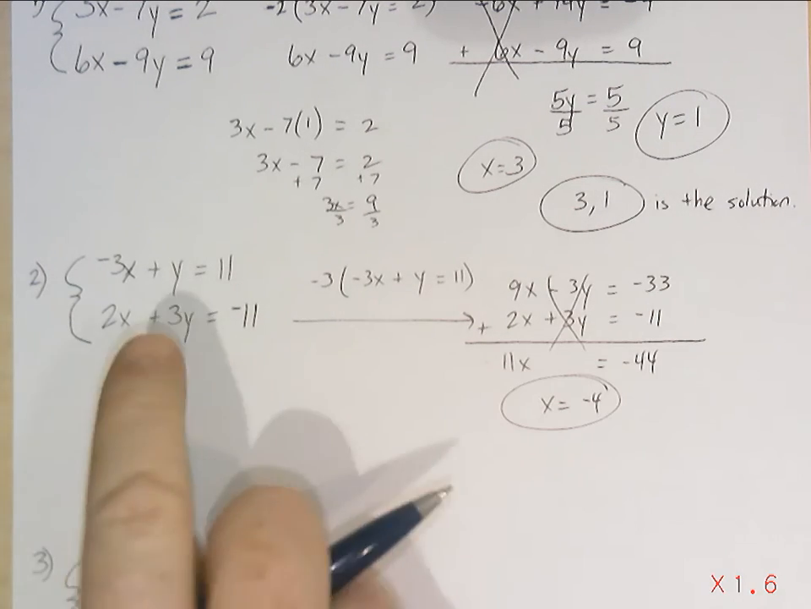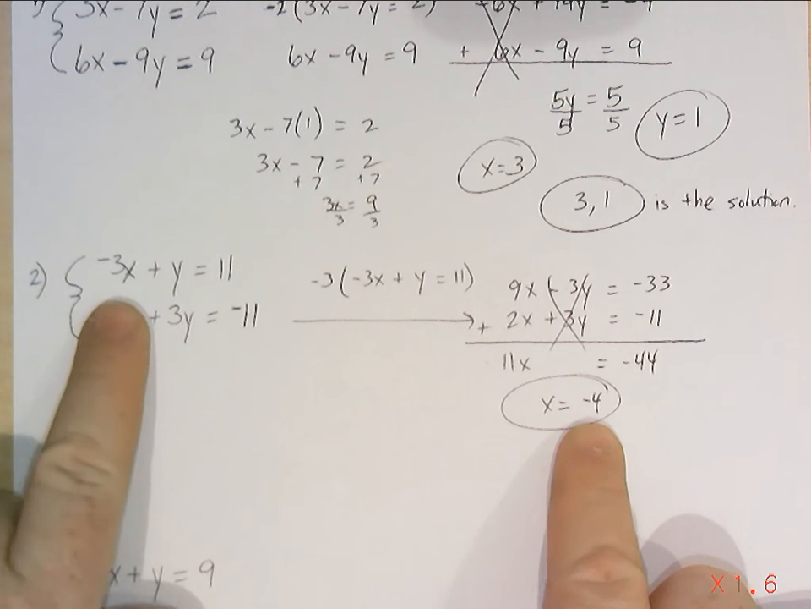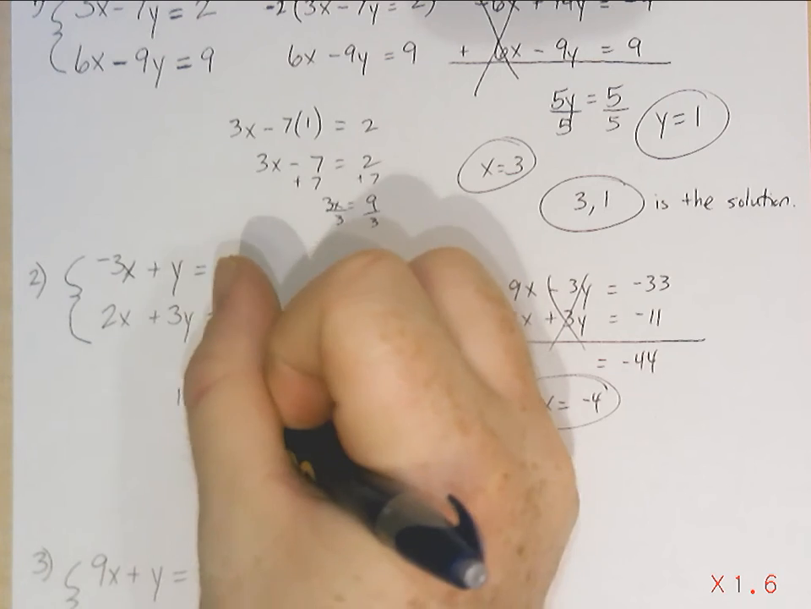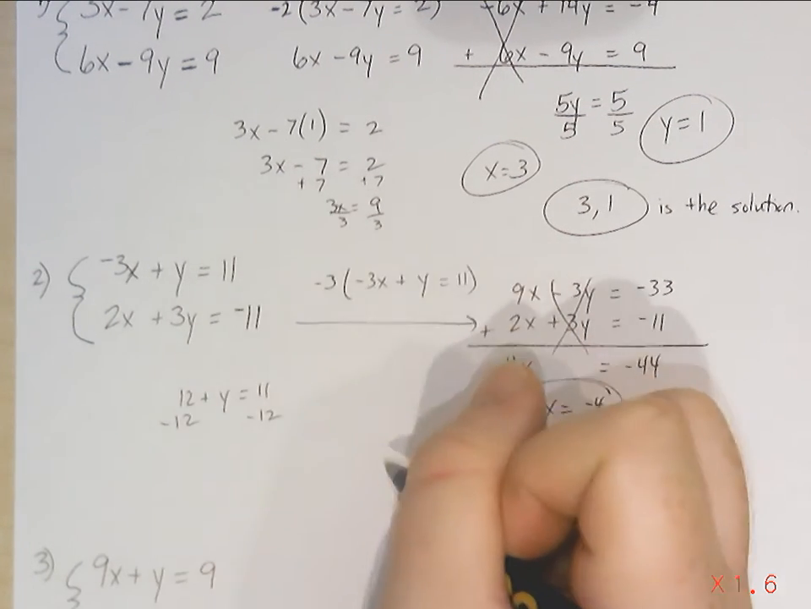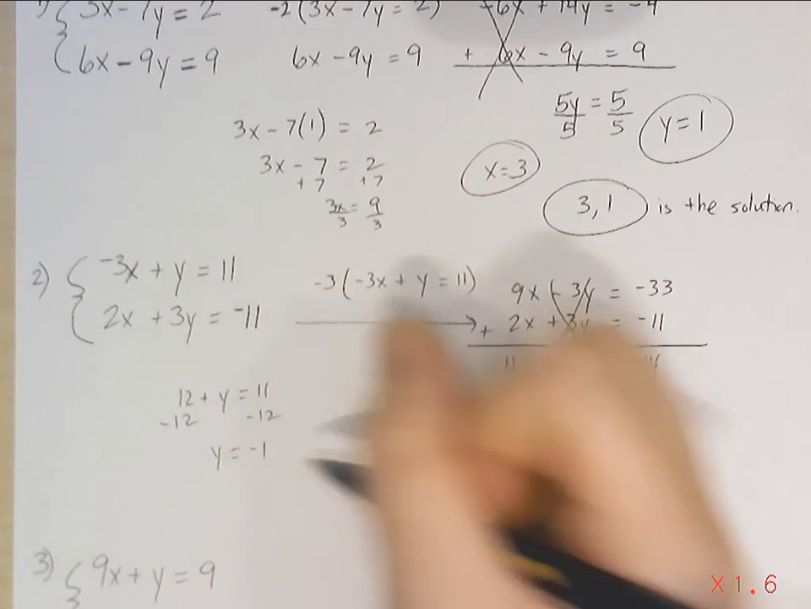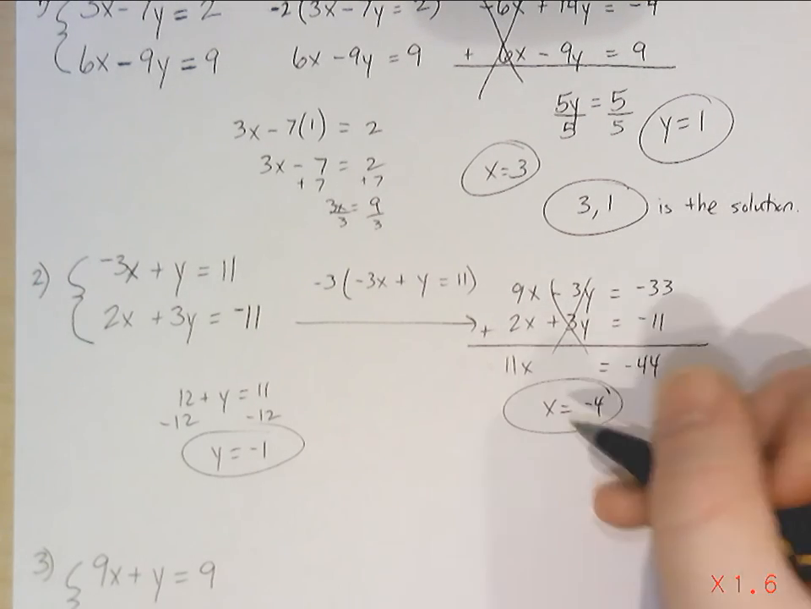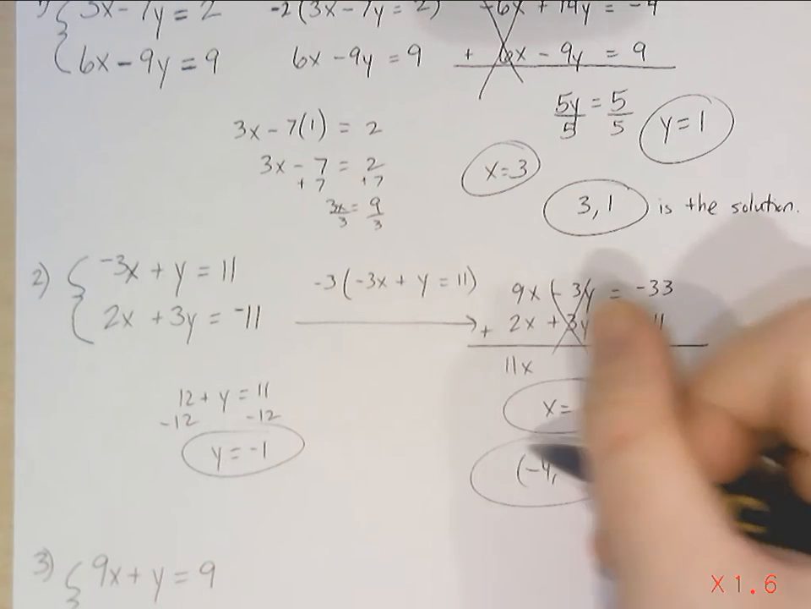Plug this back into one of the equations. I'll plug it into the first one. Negative 3 times negative 4 is positive 12. So basically it's 12 plus y equals 11. Subtract 12 from both sides. I've got y equals negative 1. And now I've got my ordered pair. I've got negative 4, negative 1. So negative 4, comma, negative 1 is my solution.